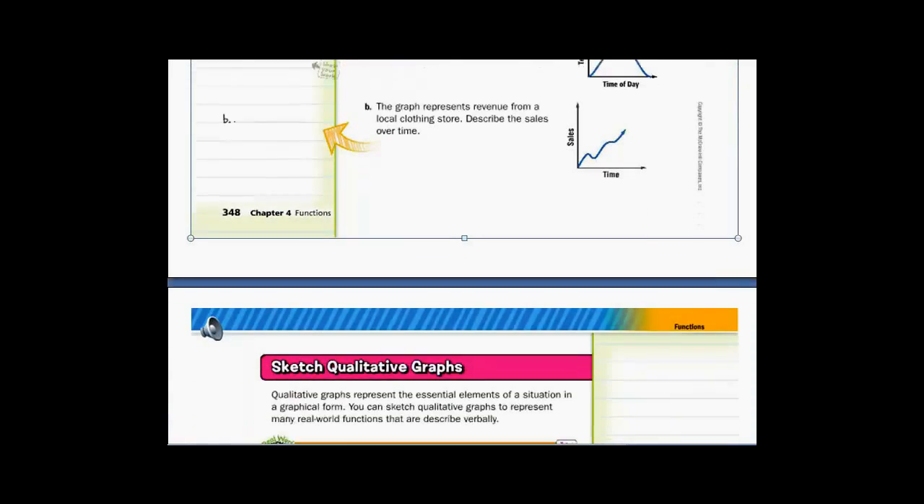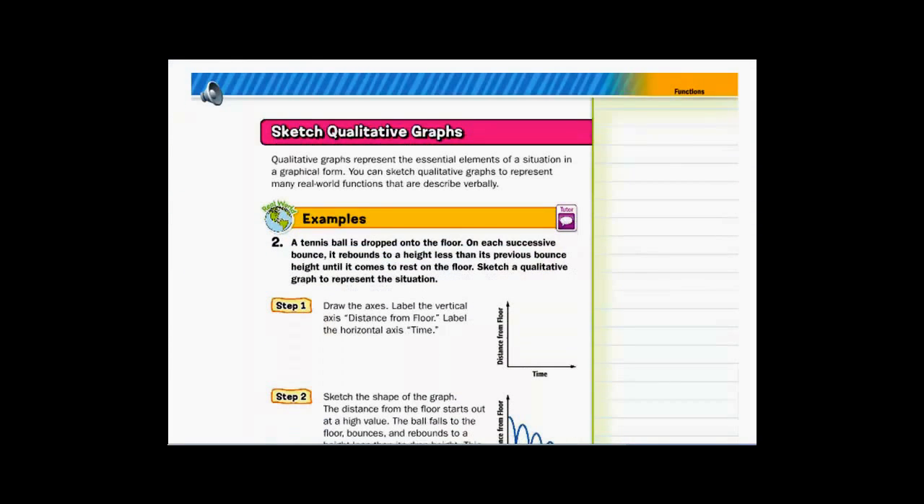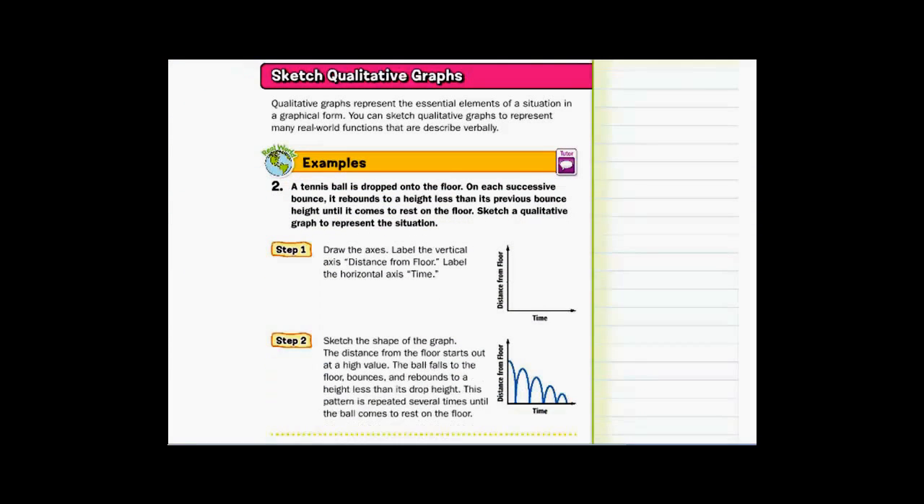Top of the next page talks about sketching qualitative graphs. So now they're going to give you the situation, and you have to make the graph. So a tennis ball is dropped onto the floor. Each successive bounce, it rebounds to a height less than its previous bounce height until it comes to a rest on the floor. Sketch the qualitative graph to represent the situation.